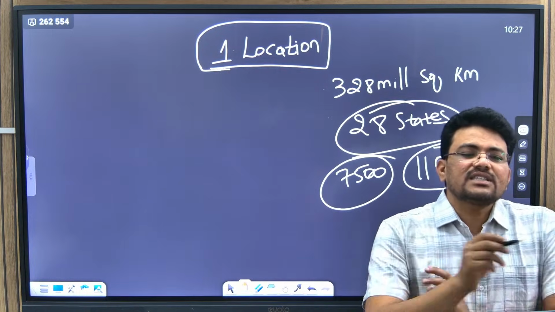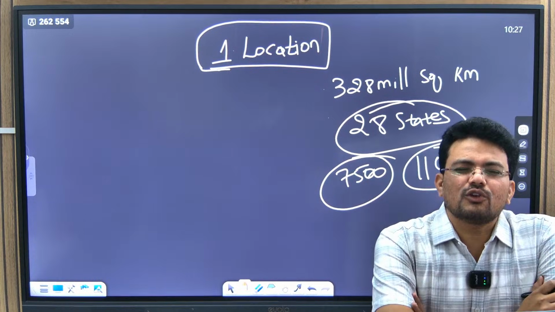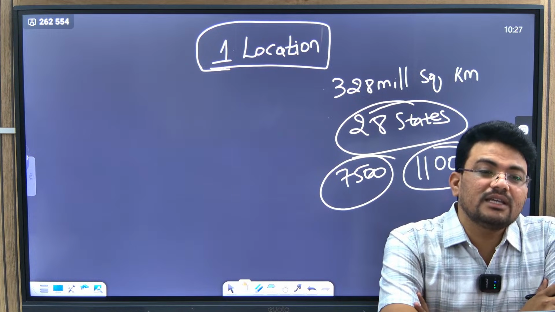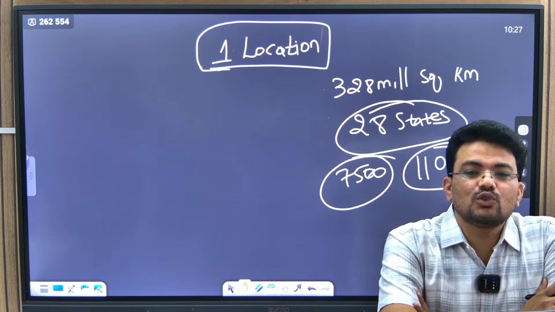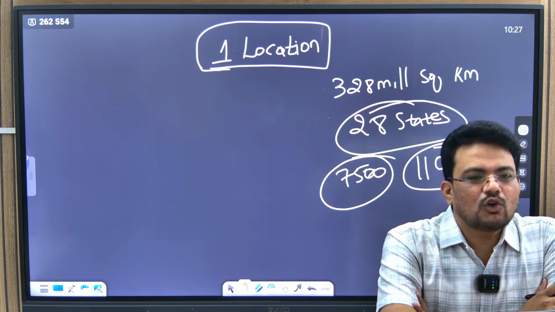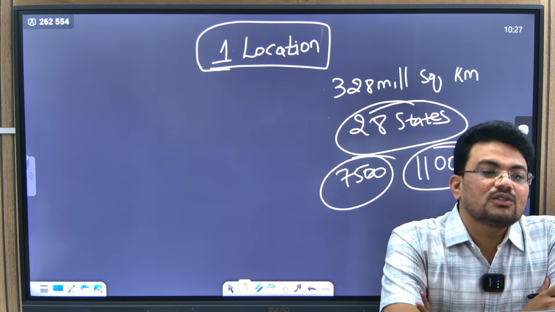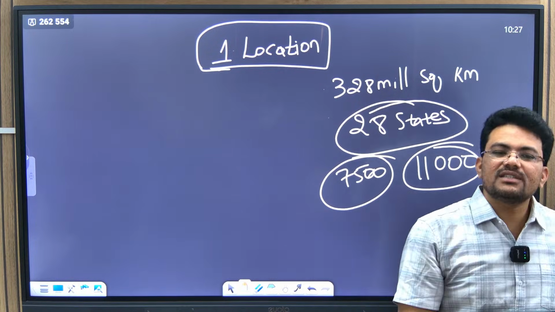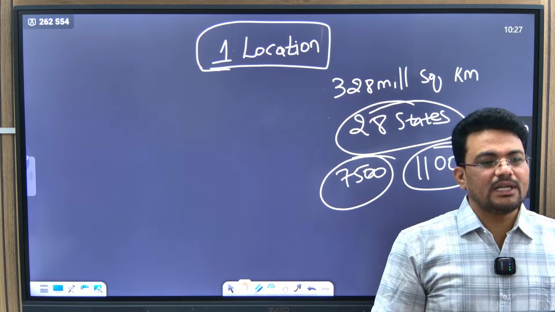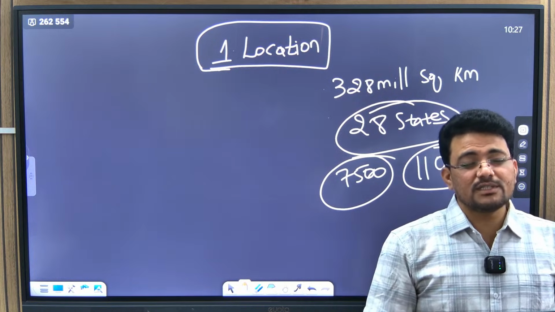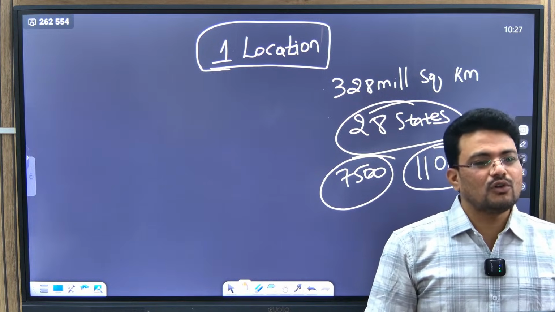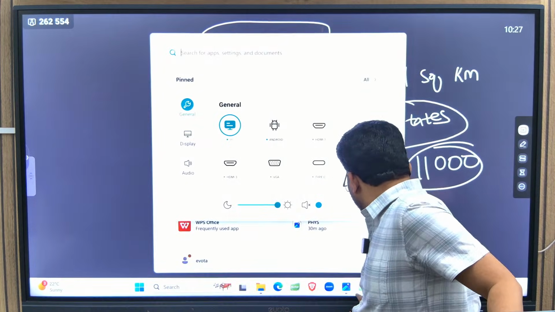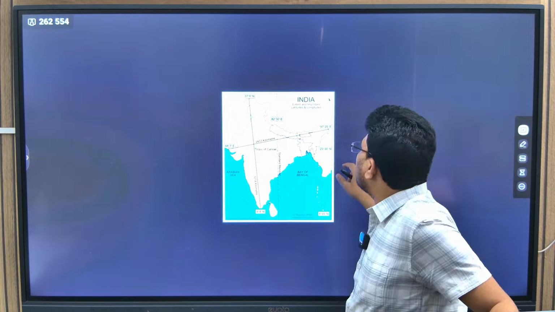Okay, so there is a lot of factual information, and moreover you know that the country is divided into two halves by the Tropic of Cancer. The upper half is somewhat subtropical. The bottom half we call the torrid zone or tropical zone. I think if I show you through the map, you will understand this thing.